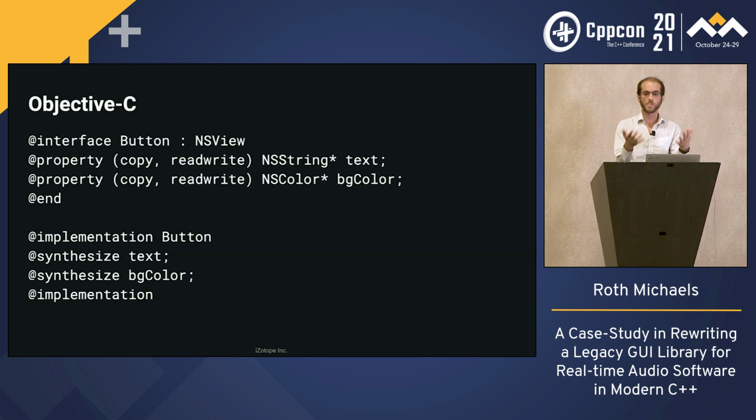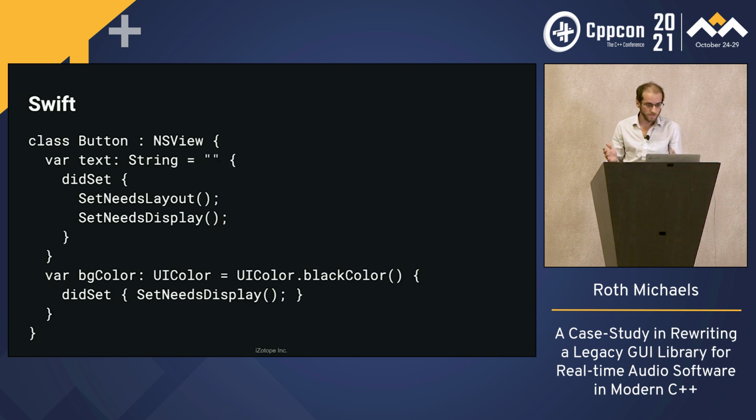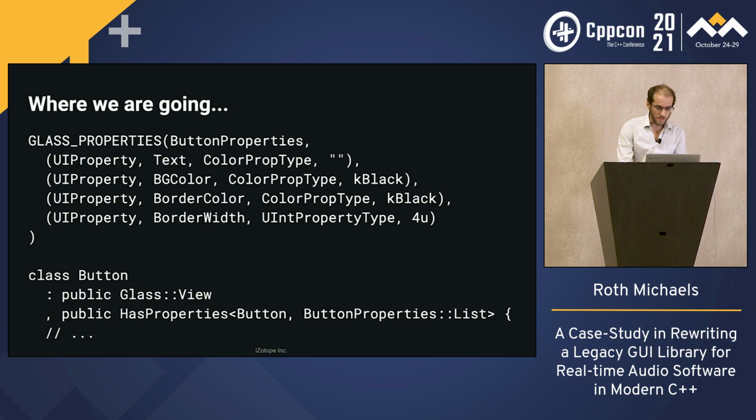This is what a property system might look like in Objective-C, declaring a text property and a background color property. Similar example in Swift. And this is where we're going.